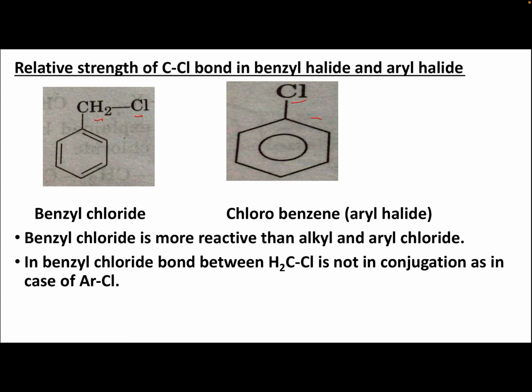In benzyl chloride, the bond between CH2 and Cl is not in conjugation as in the case of ArCl. Here we are seeing the bond between CH2 and Cl, which is not in conjugation with the benzene ring, whereas in aryl chloride the C-Cl bond is in conjugation with the benzene ring. So in benzyl chloride the bond is not in conjugation as in the case of ArCl.